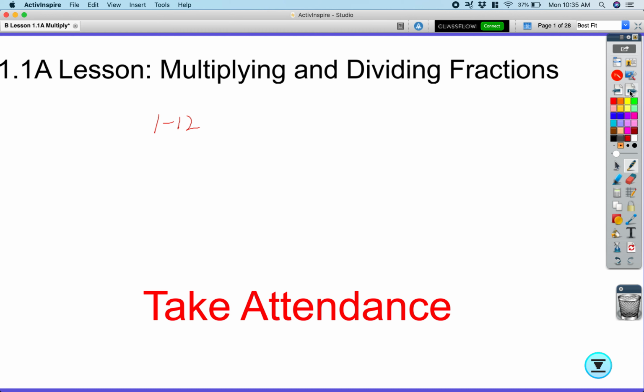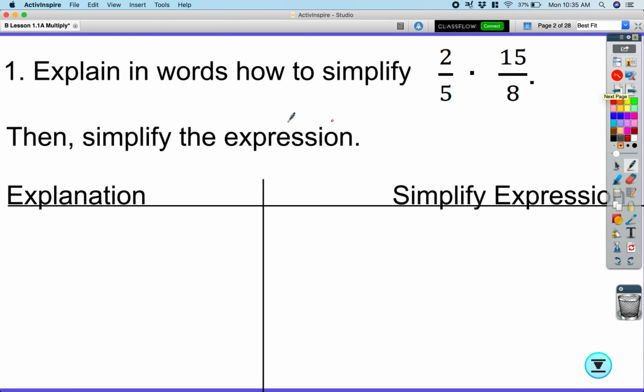So first thing, this is just a basic review on multiplying and dividing fractions. Fractions can sometimes be a tricky lesson, so we're just going to go over multiplying and dividing in this lesson. So explain in words how to simplify 2/5 times 15/8. There's many different ways for us to solve this. I like dealing with the smallest numbers possible.